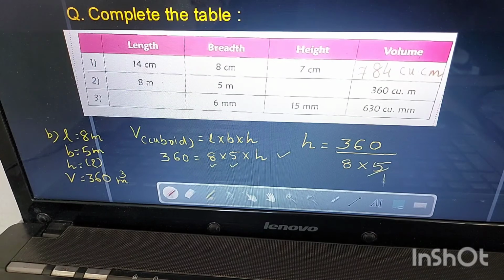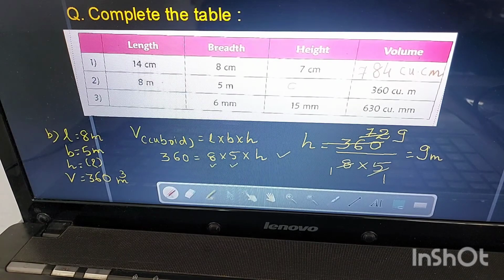So 5 ones are 5 and you will have 5 sevens are 35. So 36 minus 35 is 1. You will bring down 0, 10. So 5 twos are 10. And you will have this as 8 ones are 8 and 8 nines are 72. So again you know that answer is 9 meter only. Okay, whatever the way you calculate the things, your answer will be one and the same. So here I will write the answer as 9 meter. Right?